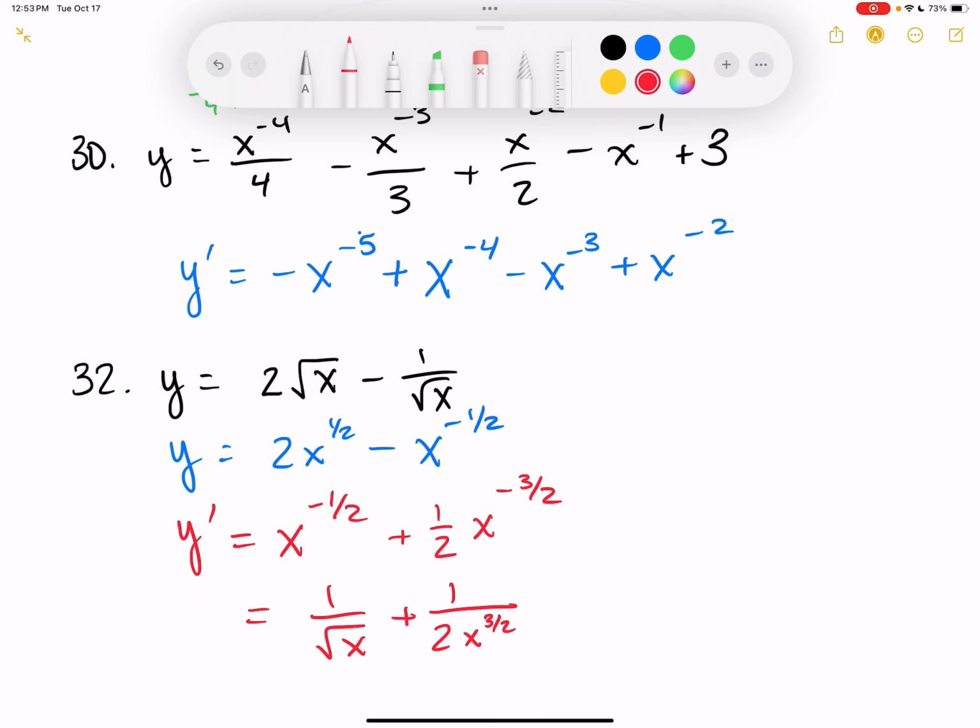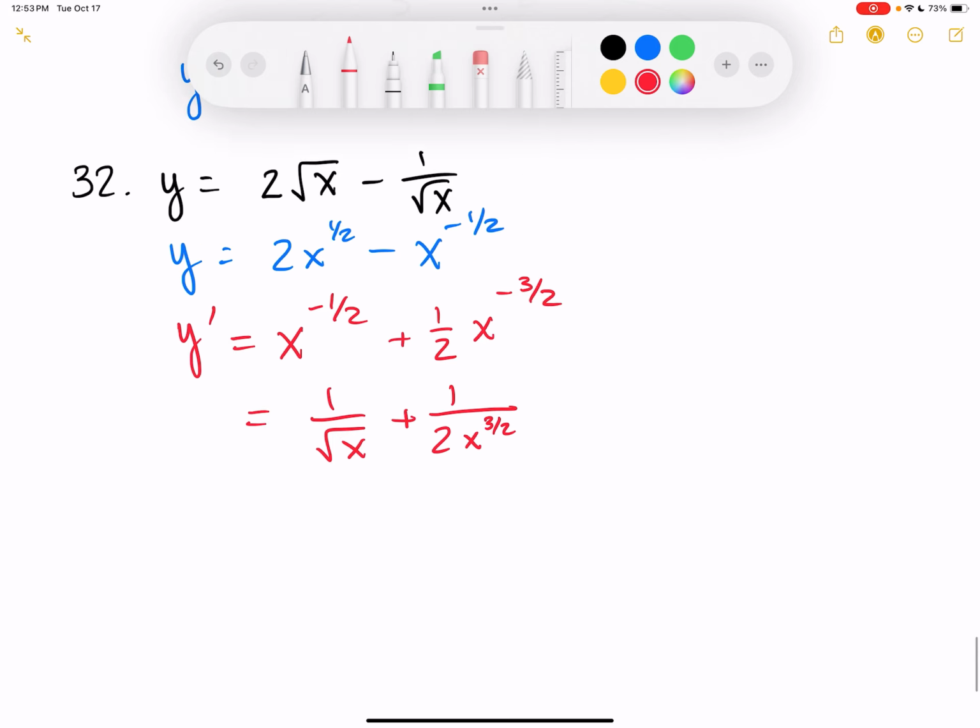All right, let's see what's next. Find the first 4 derivatives of the function. Okay. So this first one is going to be kind of easy. Second one, might have to do a little bit of thinking. So 34, y is equal to x squared plus x plus 3.